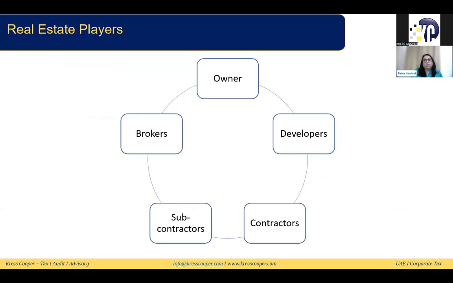Then there are developers, people who have a development plan. They look for investors. They hire contractors to build the property. Then we have contractors who are doing the construction or the maintenance of the property. And oftentimes they are using subcontractors as well to conduct the construction or the maintenance for these properties. These are the real estate players which will be affected by these regulations, these compliances for corporate tax, for goAML, for ESR, and for VAT.